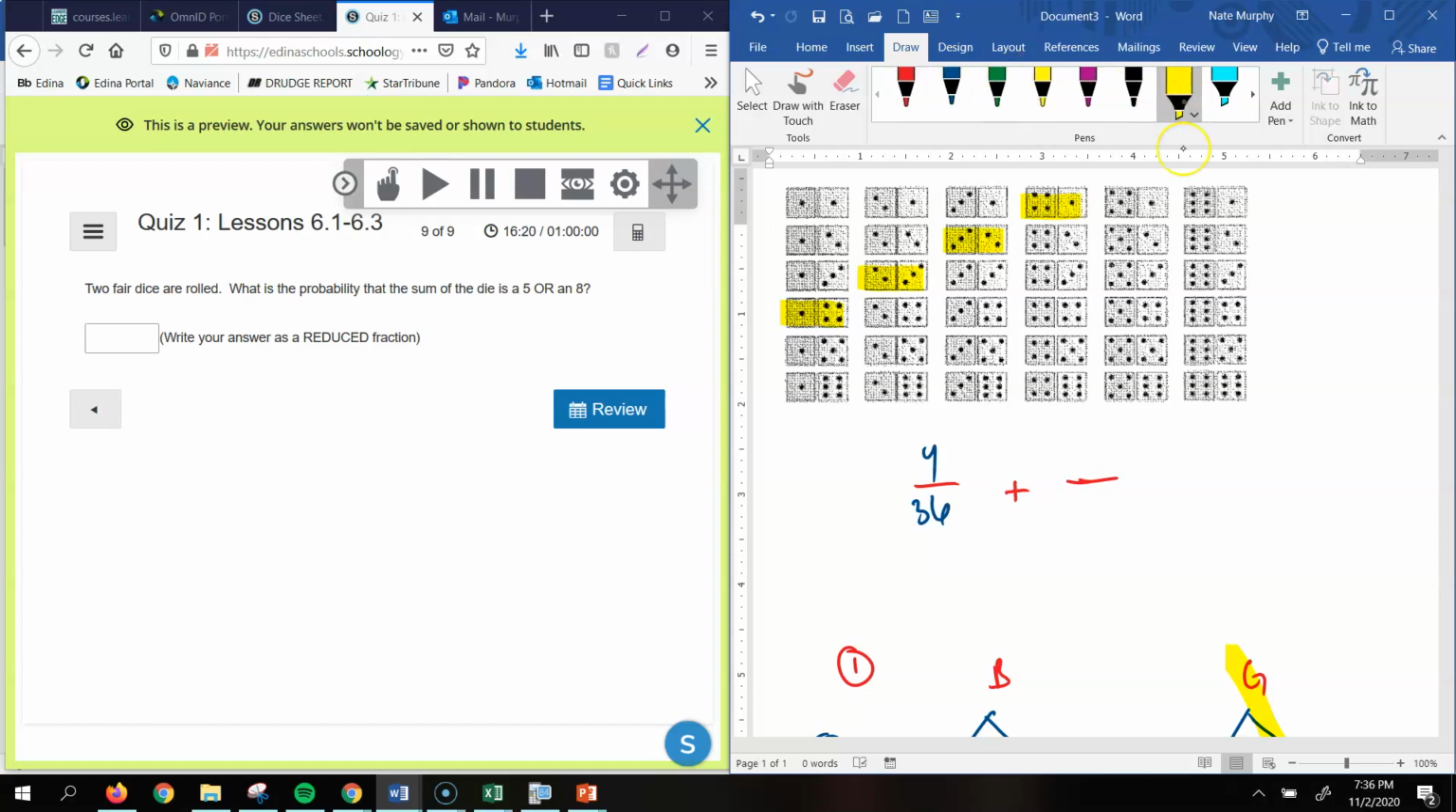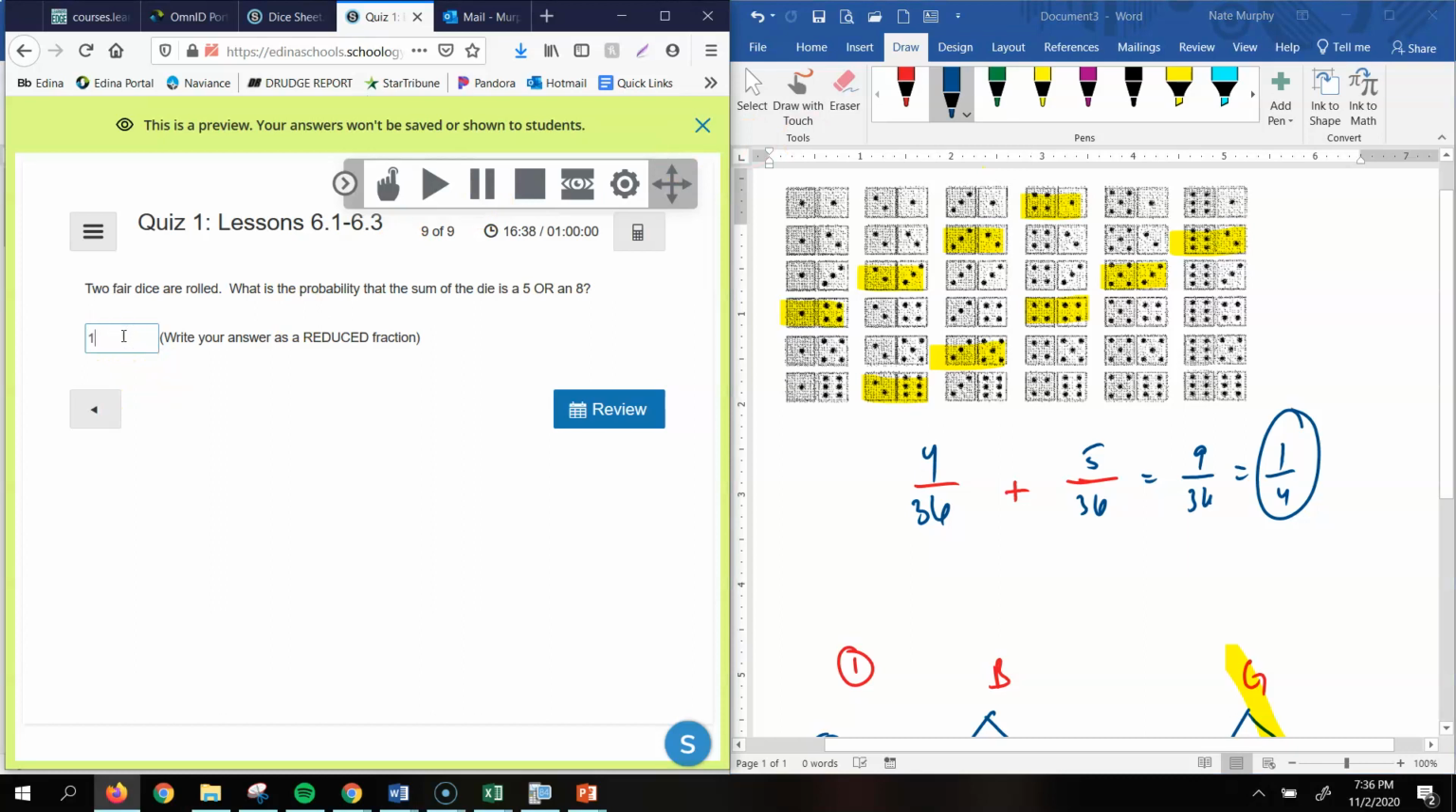A sum of 8 happens right here. That happens 5 out of 36 times. So if we add those, we get 9 out of 36, which actually reduces to 1/4 of the time. So we got to write it as a reduced fraction, so 1/4.